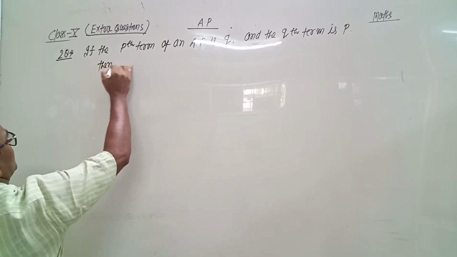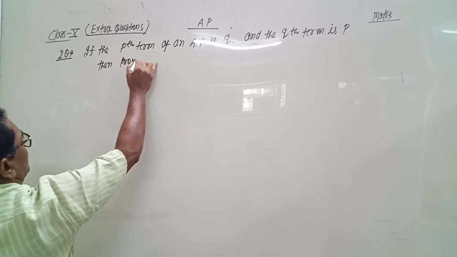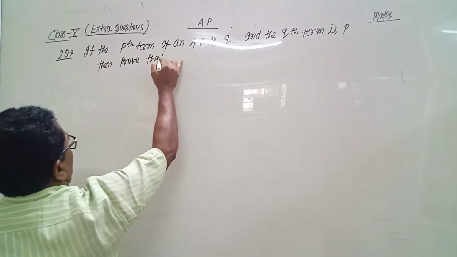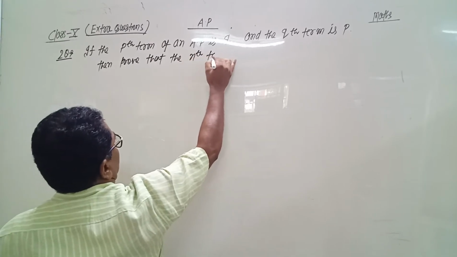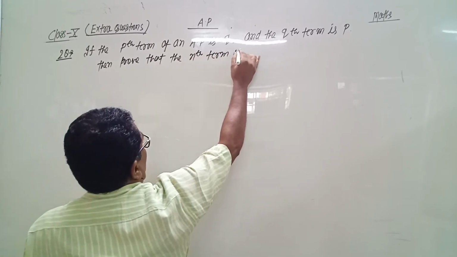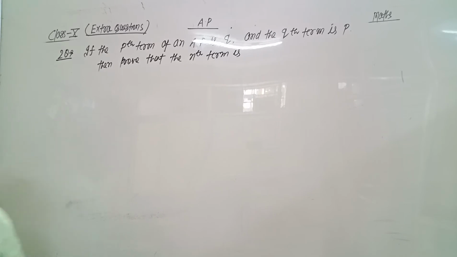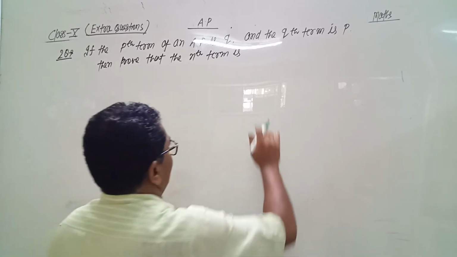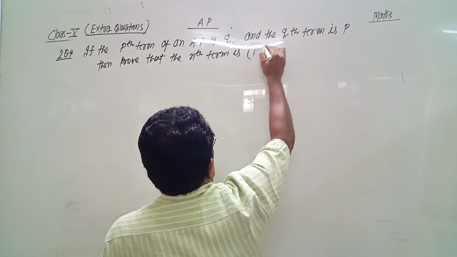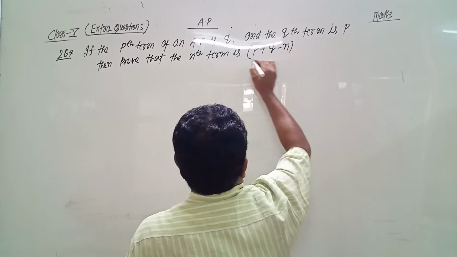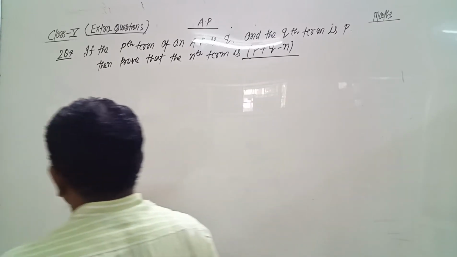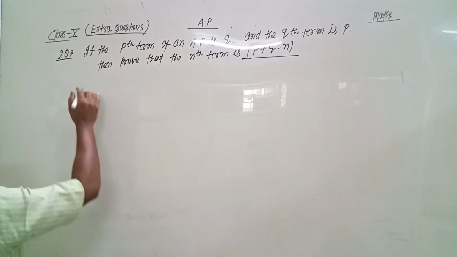Then prove that the nth term is p plus q minus n. We have to prove that the nth term is p plus q minus n.